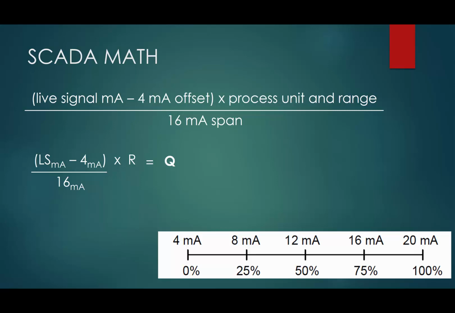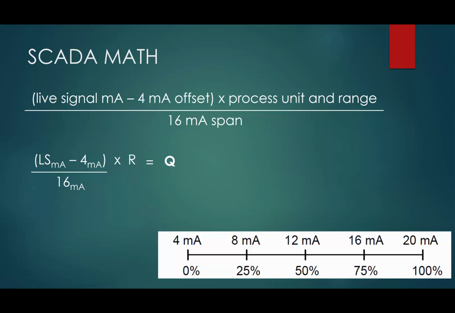For example, using that 0 to 100 psi example again, if you're at 12 milliamps, which is halfway through your span, from 4 to 12 is 8, from 12 to 20 is 8. So you're halfway through your span, meaning you're 50% of the way through your span. That means the measured value would be 50% through the range. So if you're calibrated from 0 to 100 psi, 12 milliamps is equivalent to 50 psi. Halfway through the span, halfway through the range. That's conceptually what the formula does.